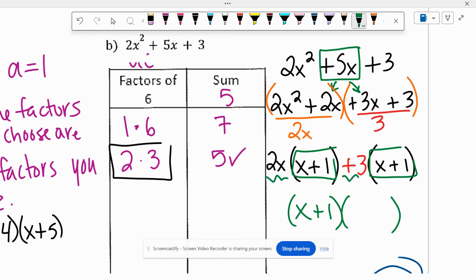It's the stuff outside the parentheses. 2x plus 3. That is how you factor that, by grouping. 2x plus 3. Okay? Flip it over. We're going to do it again.